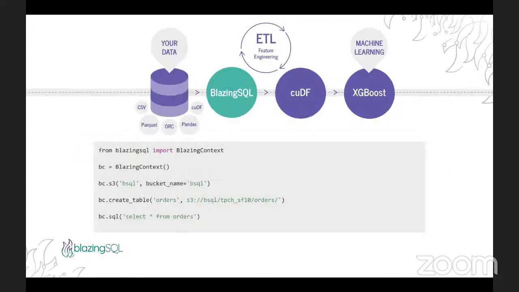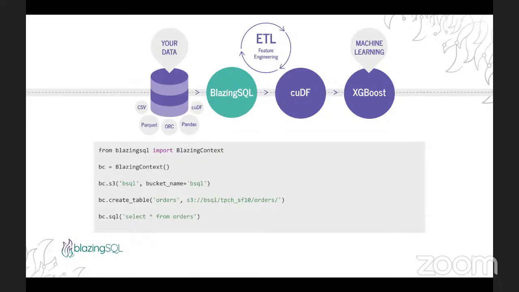So in a very, very simple example here, we have our data that can be in almost any format. In this particular case, it's a CSV, Parquet, ORC, Pandas, cuDF, or whatnot. And these files can be either local to your machine or sitting somewhere in the cloud. In this particular case, we are reading and registering an AWS S3 bucket called BSQL with the BlazingContext, creating a table from a remote repository.